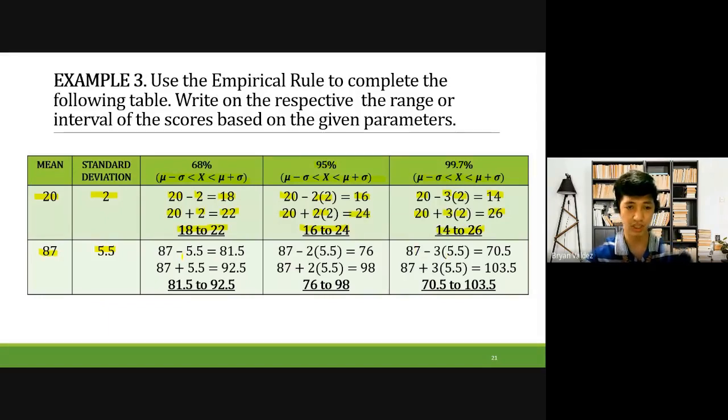So the same goes here. So 87 minus 5.5, 87 plus 5.5, that will give you the range. And then for the 2 standard deviation away from the mean, that is equivalent to 76 to 98. And then 3 standard deviation away, that is equivalent to 70.5 to 103.5.